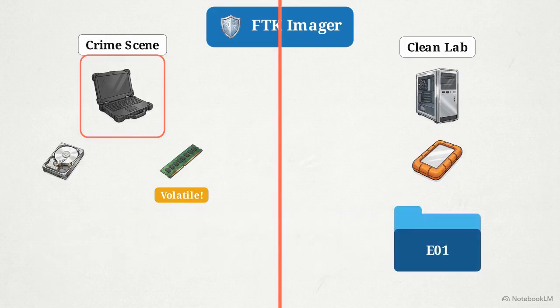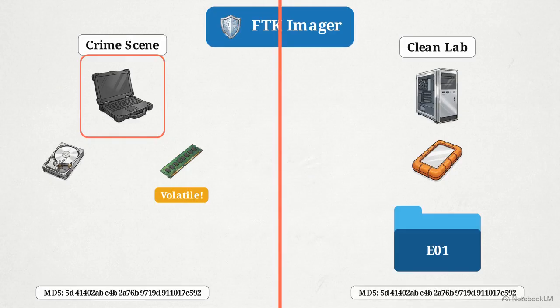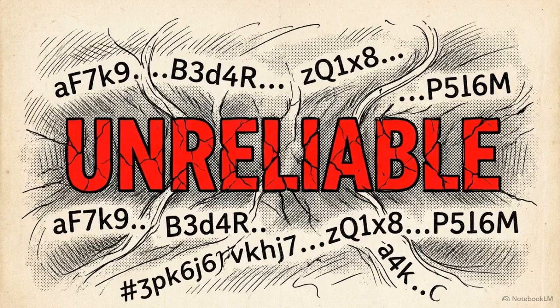During the transfer, FTK Imager calculates a cryptographic hash. By comparing the MD5 or SHA1 hash of our image file to the source data, we mathematically verify that the copy is a perfect, untampered replica. This verification is the cornerstone of the investigation. If the hashes don't match, the evidence is unreliable, and any subsequent analysis will be flawed.